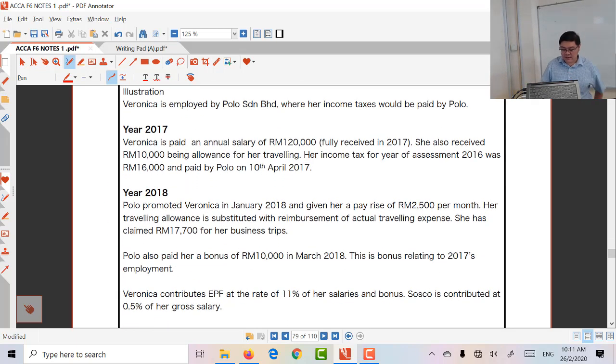Now, I'm going to use this example to explain to you. Okay, Veronica is employed by Polo. Her income taxes would be paid by Polo. Okay, so that's what we see. Taxes will be paid by the employer. Now let's start with 2017. She's paid an annual salary of 120,000 and it's fully received in 2017. She also received 10,000 allowance for traveling. Now the income tax for 2016 was 16,000 and is paid by Polo on 10 April 2017. See the fact? It's taxes of 2016, but it's paid in 2017. So what do you do then? Then you have to take this amount and show it as an income of YA18. Okay?